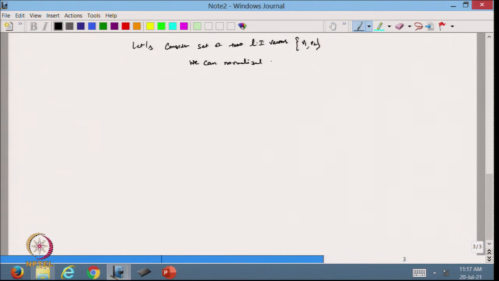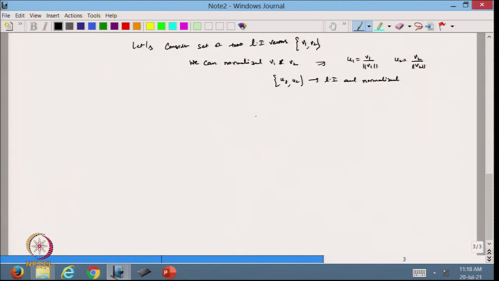So, how can we normalize V1 and V2? From here I can write my U1 as V1 divided by its magnitude, and U2 as V2 divided by its magnitude. So, from here I know that U1 and U2 are normalized. Nothing has changed, only the length has become 1, that is it.